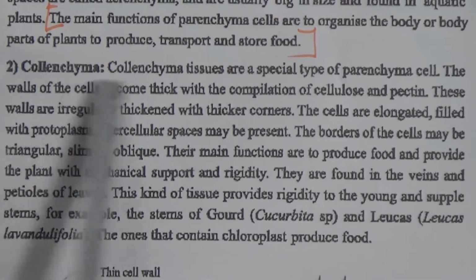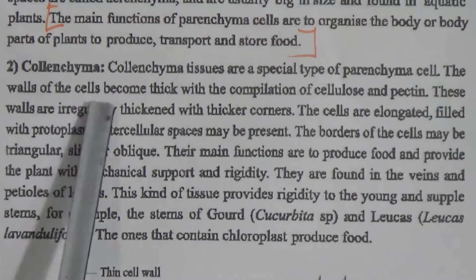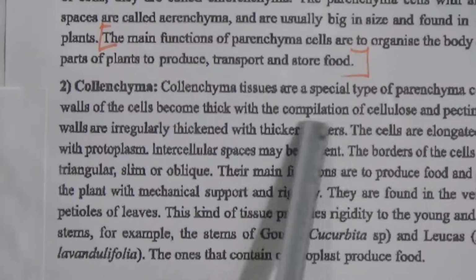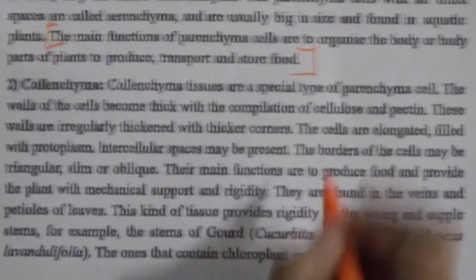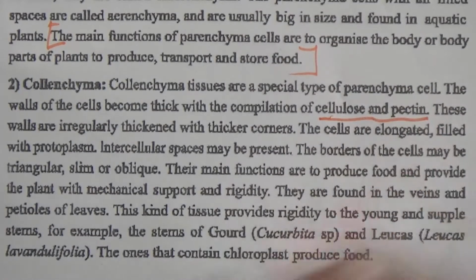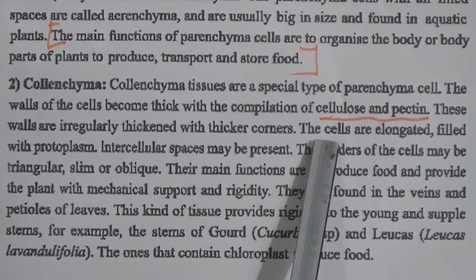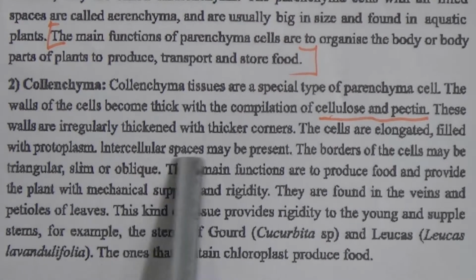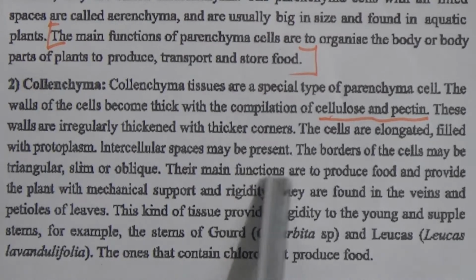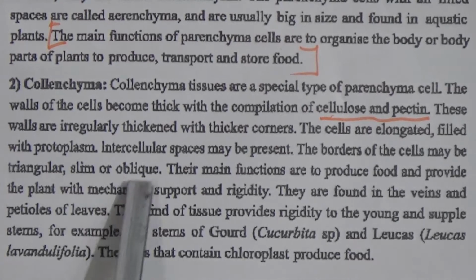Now come to the collenchyma. Collenchyma tissue is a special type of parenchyma cell. The wall of the cell becomes thick with the deposition of cellulose and pectin. This is the chemical structure of this. These walls are irregularly thickened, with thicker corners. The cells are elongated, filled with protoplasm. Intercellular space may be present, and the border of the cell may be triangular, slim or oblique.